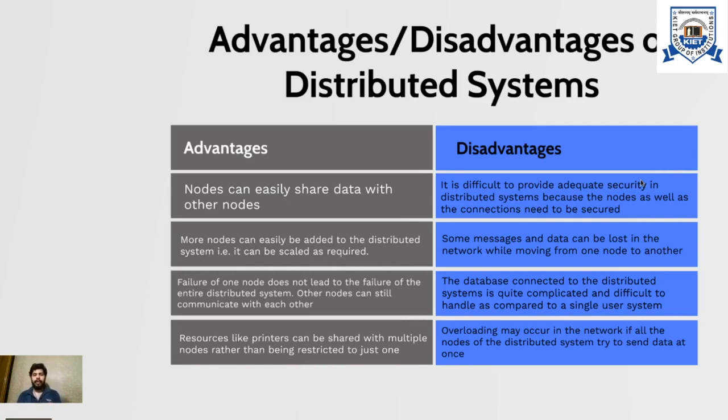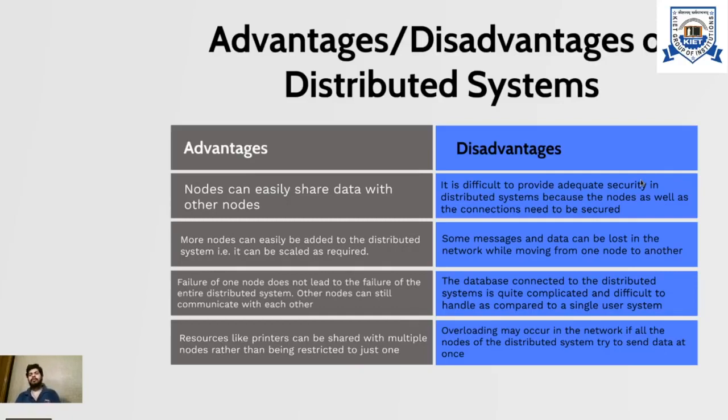The failure of one node doesn't lead to the failure of the entire distributed system. Other nodes can still communicate with each other. Yes, failure of one node won't destroy the entire system. Other nodes can still communicate. Now, resources like a printer can be shared with multiple nodes rather than being restricted to just one. These are the advantages.